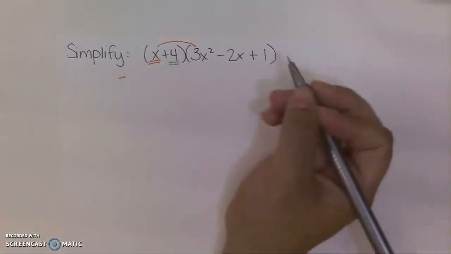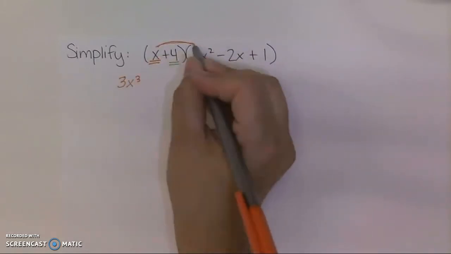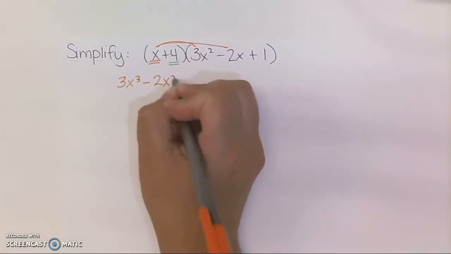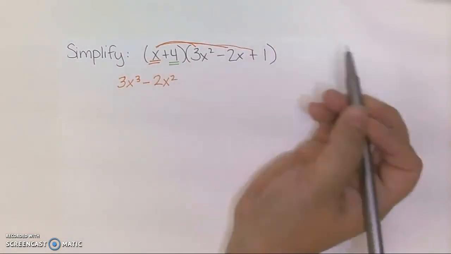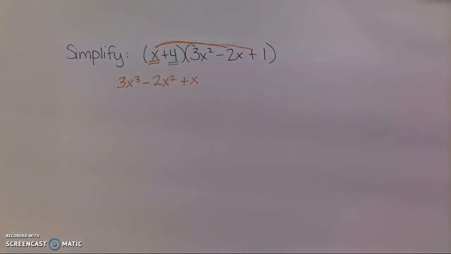So x times 3x squared is 3x cubed. X times negative 2x would be negative 2x squared. And then x times 1 would just be x. So I've distributed the x term now to all of the terms in the trinomial. So now I'm going to go back through and distribute the 4.